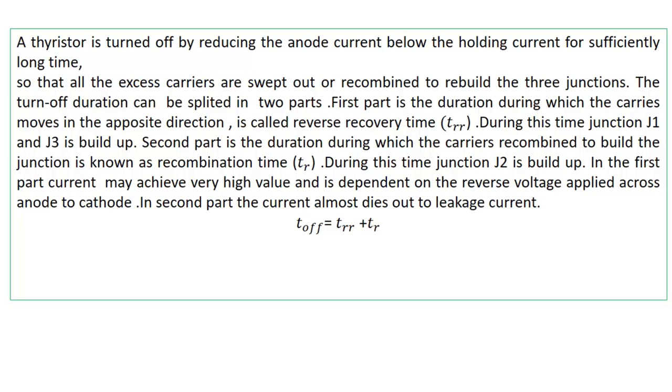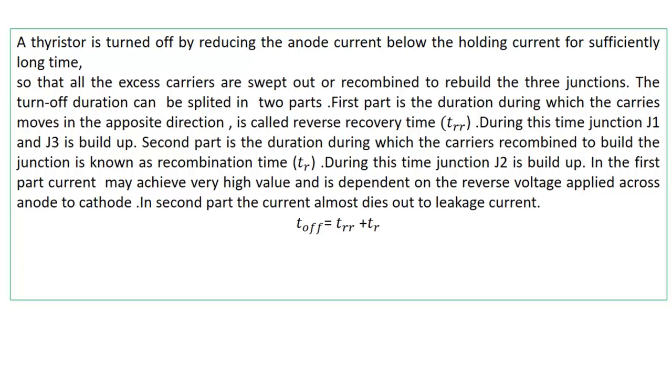The second part is the duration during which the carriers recombine to build the junction J2, and this duration is known as recombination time. The first part, the reverse recovery time, depends upon the magnitude of the reverse voltage applied. If the reverse voltage applied is very high, then junctions J1 and J3 will build up quickly, so the turn off time is reduced, TRR is reduced. In the second part, the current almost dies out due to leakage current. So the second part is related to the recombination process.